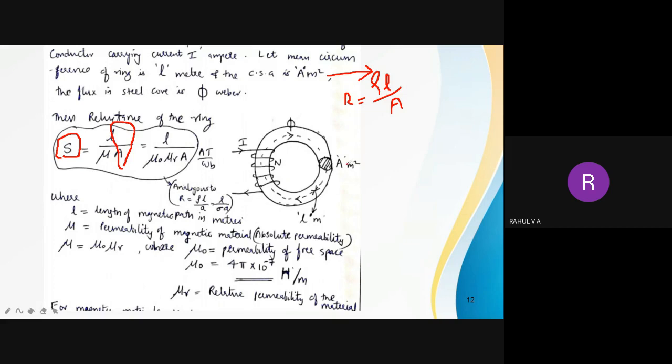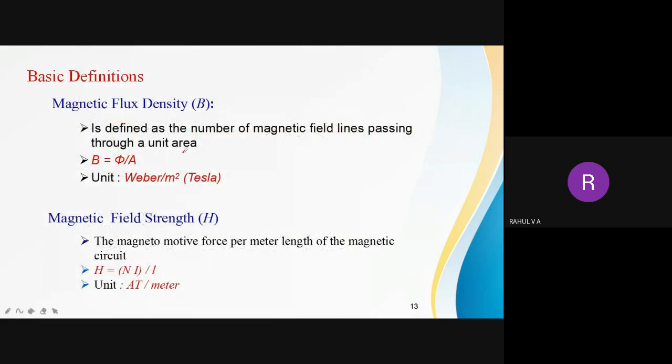You can rewrite the above equation: since rho is resistivity, you can invert it and write conductivity. So now both the equations are almost the same. So similar to conductivity in electric circuit, in magnetic circuit we have permeability. So this and all we have already discussed. We have also discussed what is flux density B.